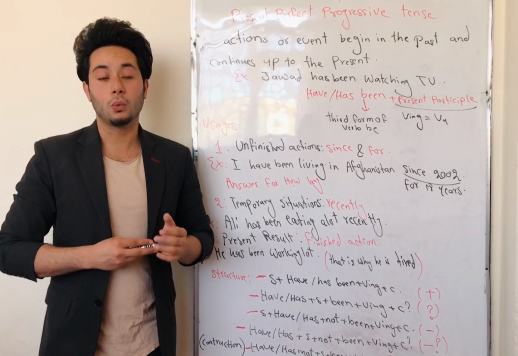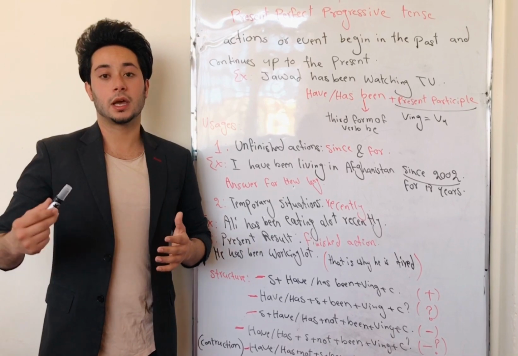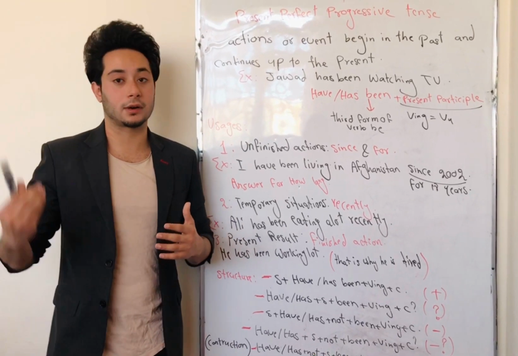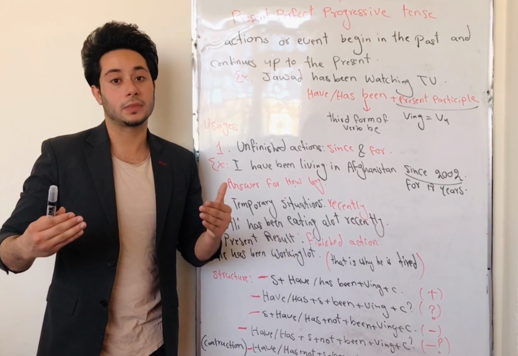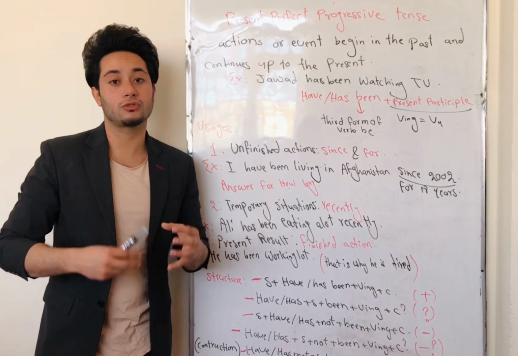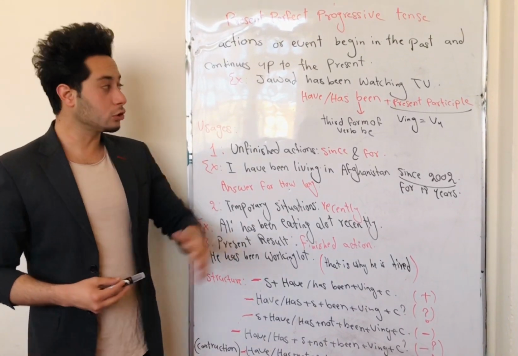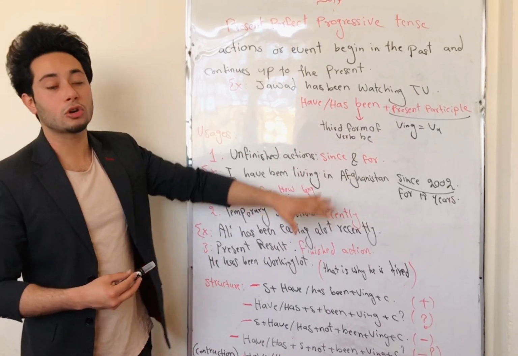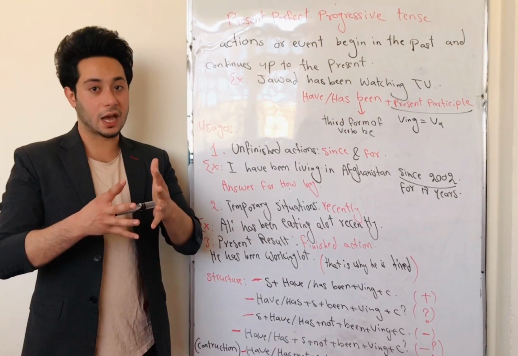It means we are talking about actions that are ongoing and already started in the past, and we can see them now, in the present. This is the time we can use the present perfect progressive tense. Before talking about the usage of present perfect progressive tense, let's have an example.